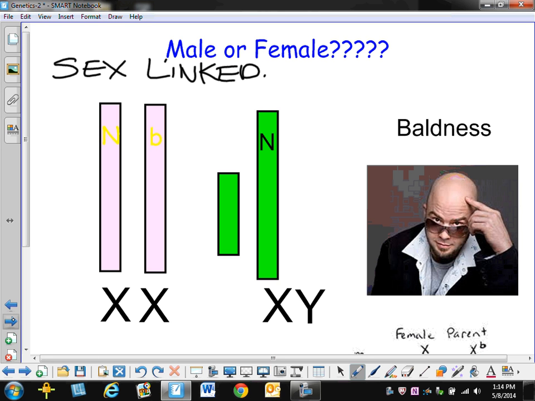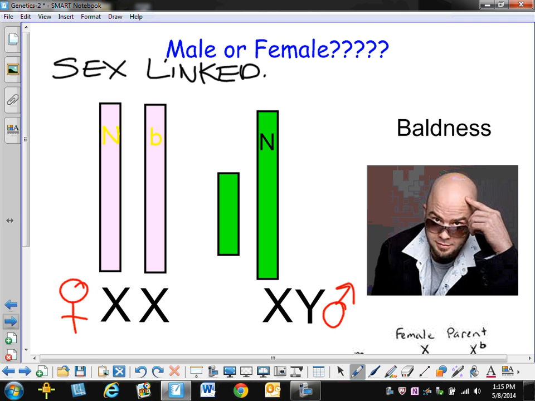This would be the right side. That's the left side. Okay, this is female. Make sure you know that that symbol means female. Make sure you know that this symbol means male. All right. N stands for non-baldness. B stands for baldness.